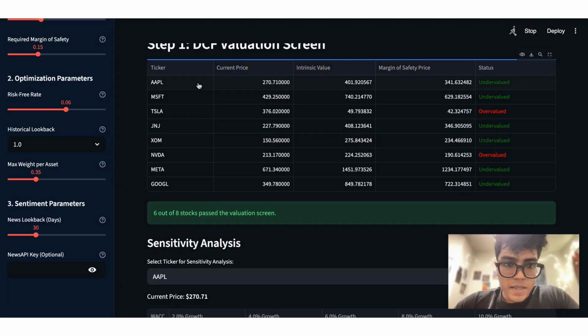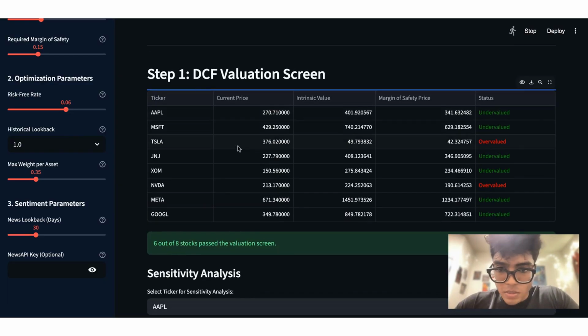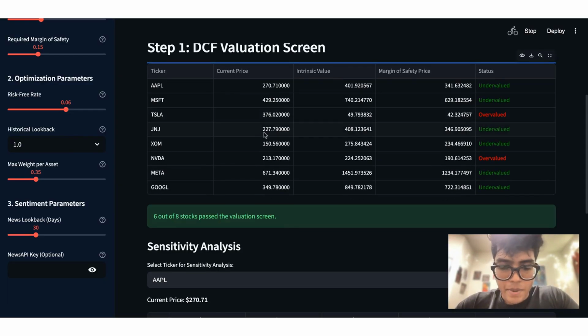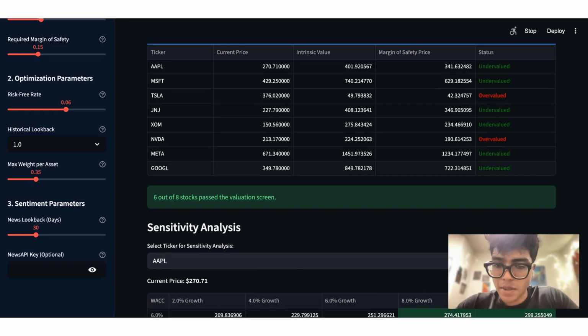Step one is the DCF valuation screen. It shows us the current price, which is the live market price pulled from the financial data API. Intrinsic value is what my DCF model calculates the stock is actually worth. The margin of safety price is the intrinsic value multiplied by 1 minus the margin of safety. So with a 15% margin of safety, the stock has to be trading at 85% or less of the intrinsic value to pass.